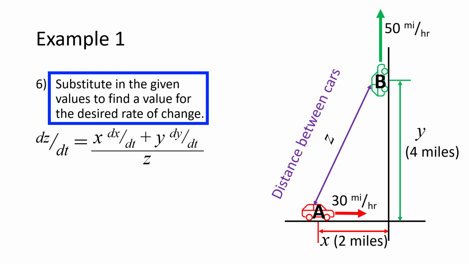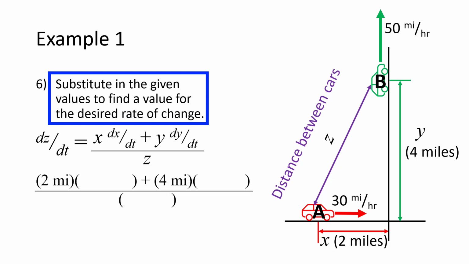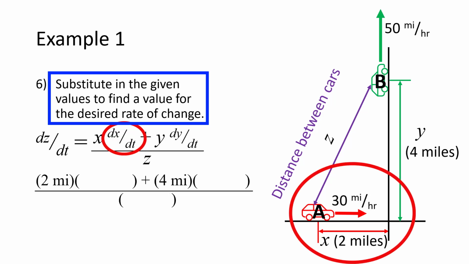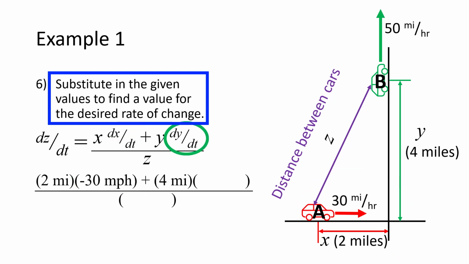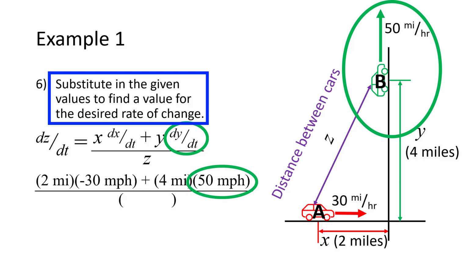Now we substitute the given values into this equation to get a value for dz/dt. At the moment of interest, x is 2 miles and y is 4 miles. dx/dt comes from the speed of Car A. Because Car A is moving toward the intersection, the distance between the car and the intersection is getting smaller. That makes dx/dt equal to negative 30 miles per hour. dy/dt comes from the speed of Car B. Because Car B is moving away from the intersection, the distance between the car and the intersection is getting larger. That makes dy/dt equal to positive 50 miles per hour.